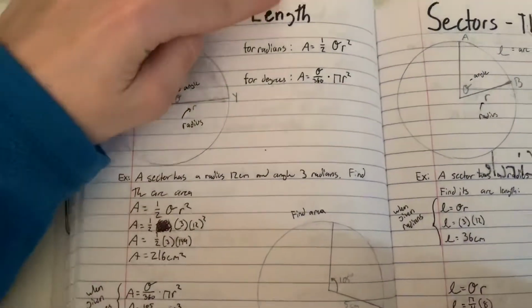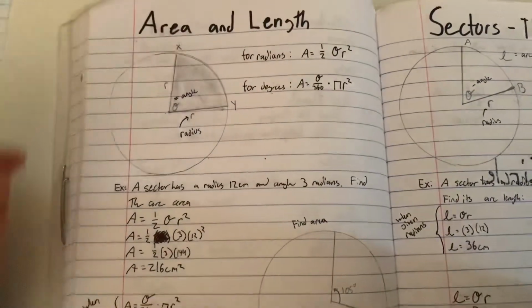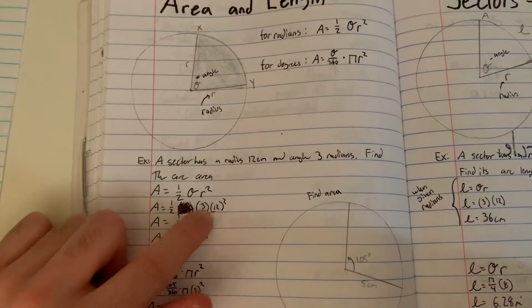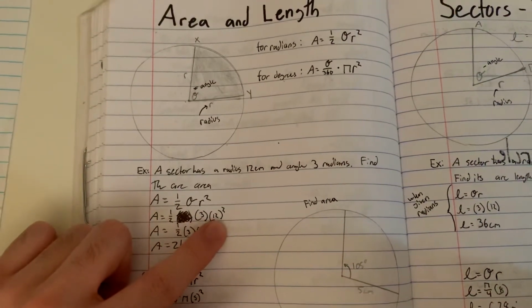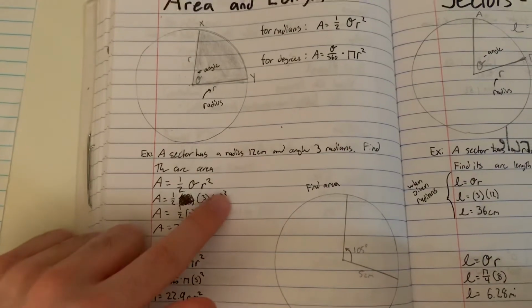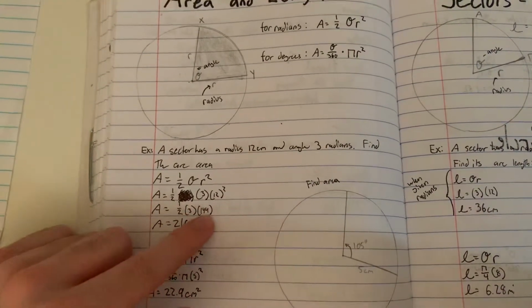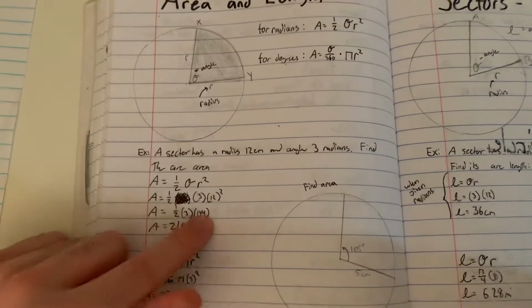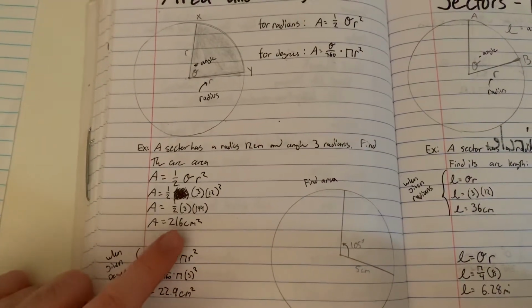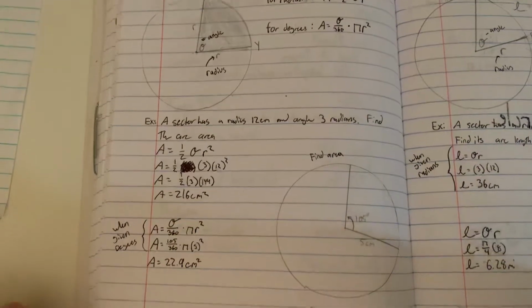So we're going to look at our first equation, the one for radians, and plug in 3 for radians and 12 for radius. When we plug all our numbers in, we're going to get 12 squared, which is 144, 3 times 144, and a half of that answer. So the area is going to be 216 centimeters squared.